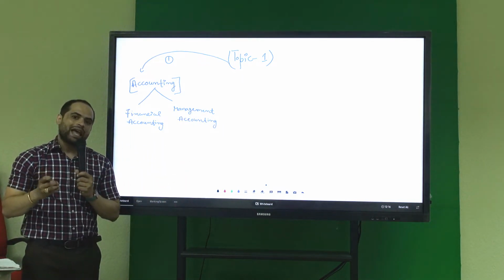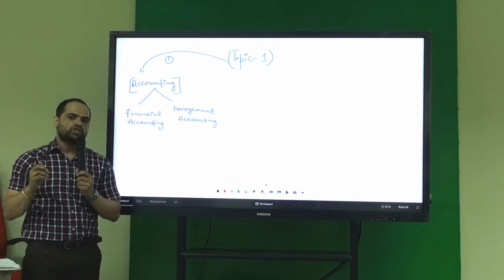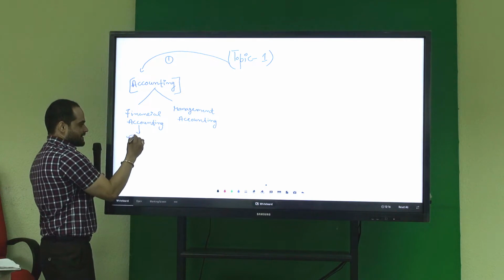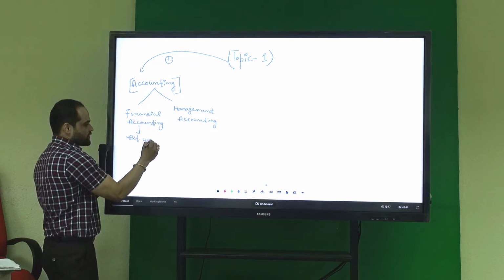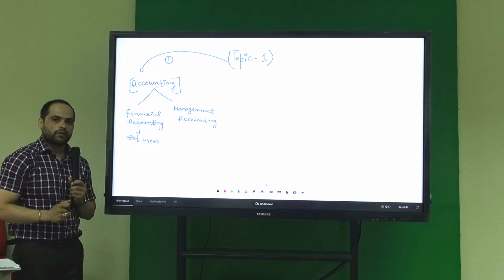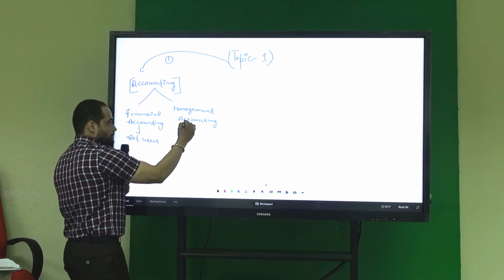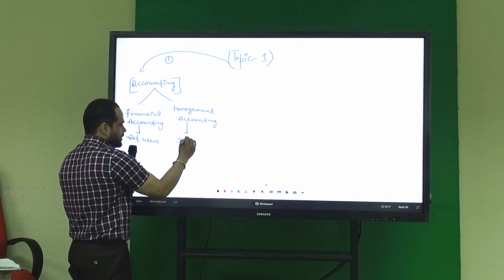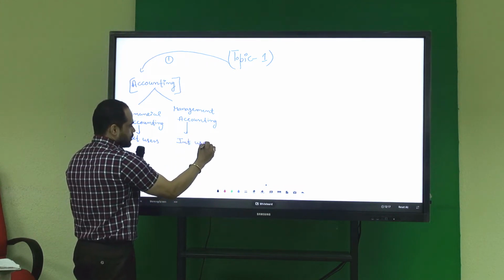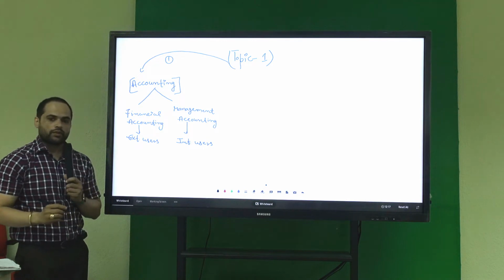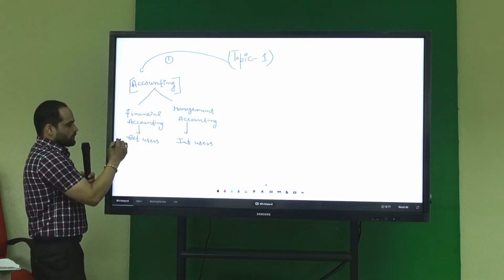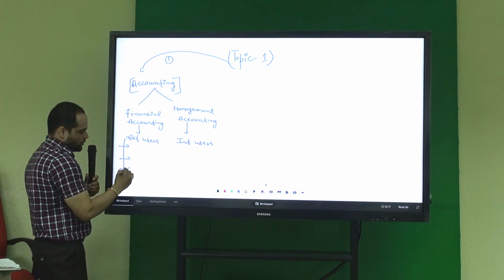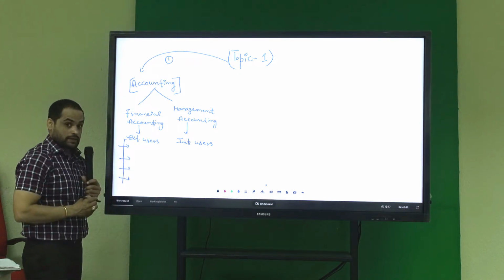Financial accounting helps us to provide information to the external users. Whereas management accounting helps us to provide information to the internal users. All right, so who are the external users that you also studied in your previous subject?